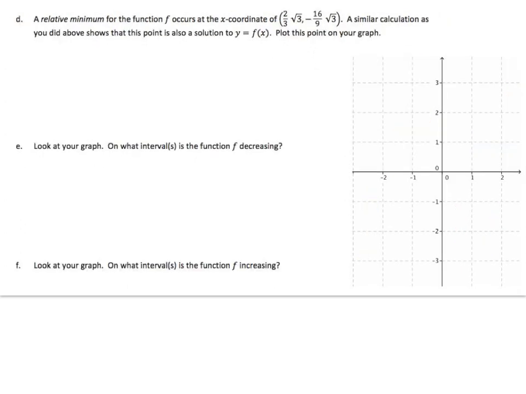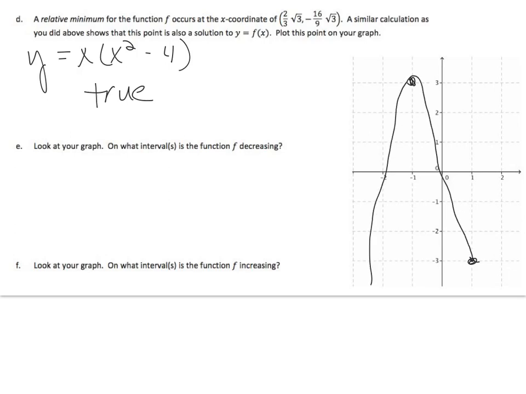A relative minimum is the same thing if we graph this again. So if I plug those into the equation y equals x times (x squared minus 4), it is in fact true, and it would plot down here. This one plots up here because my graph looks like that.